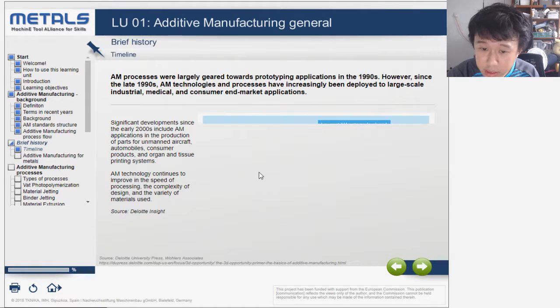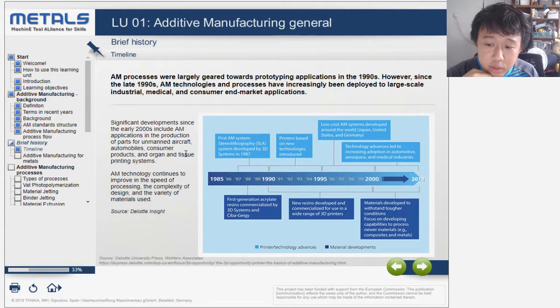Alright, cool. AM processes were largely geared towards prototyping applications in the 1990s. However, since the late 1990s, AM technologies and processes have increasingly been deployed to large-scale industrial, medical, and consumer end markets. Significant developments since the early 2000s include AM applications in the production of parts of unmanned aircraft, automobiles, consumer products, organs, tissues, and printing systems. AM technology continues to improve in the speed of processing, complexity of design, and variety of materials used.